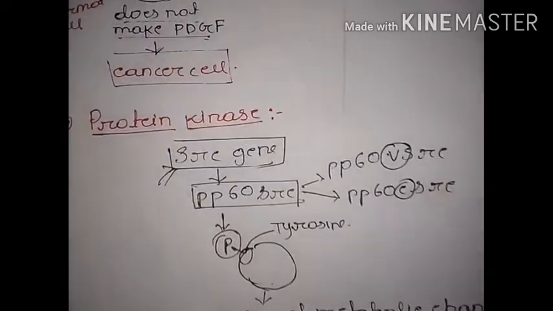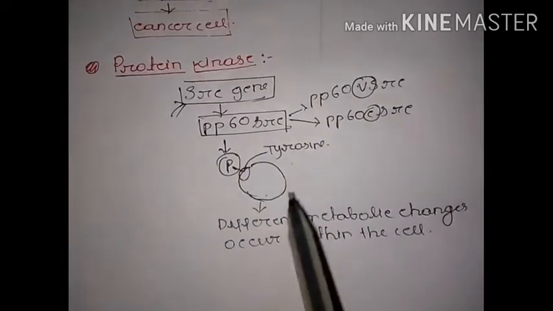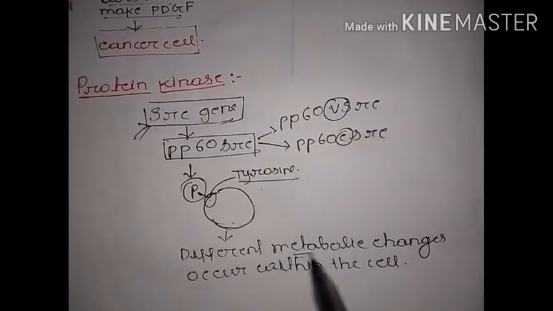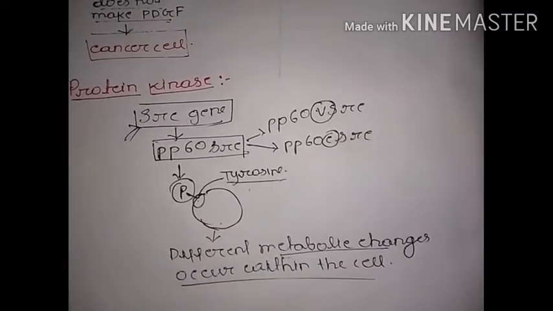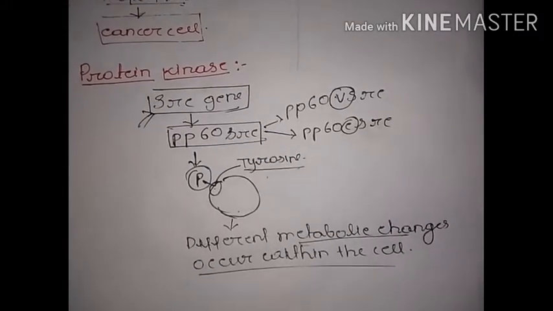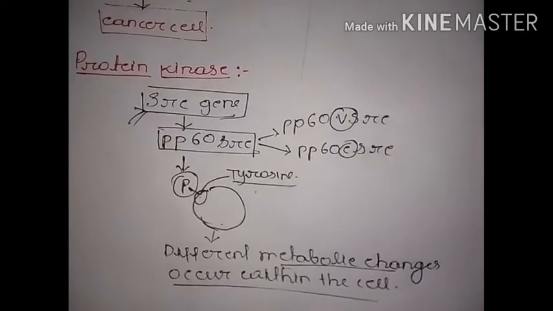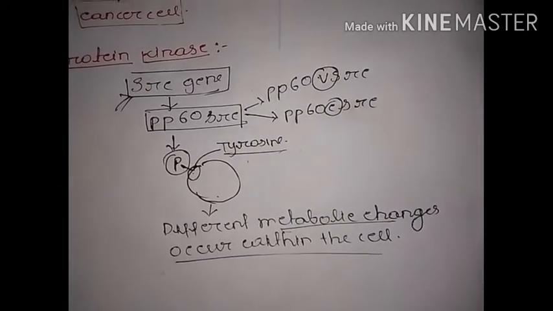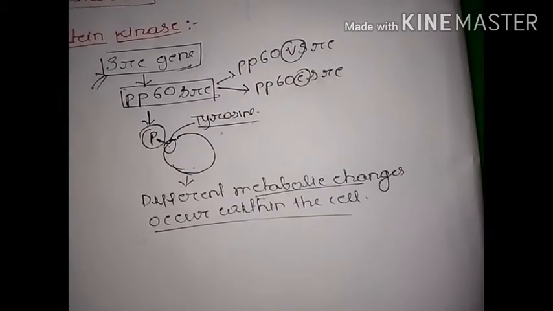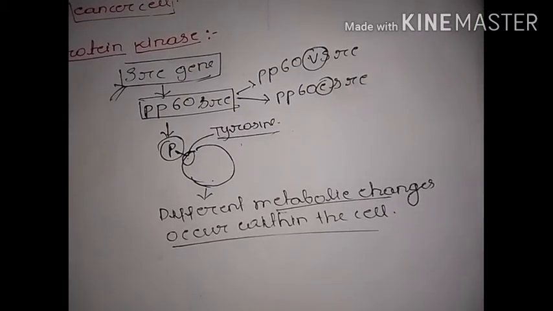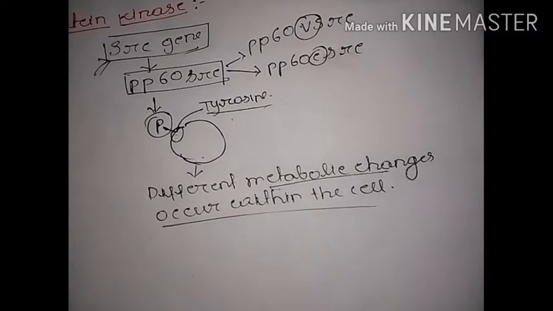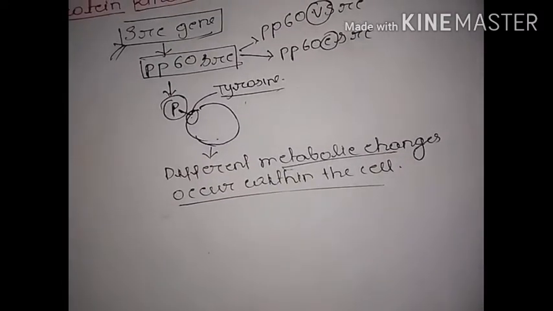So in case of normal, SRC encodes a protein that helps in the phosphorylation of a protein at a specific tyrosine residue, and metabolic changes occur within the cell. But if there is a mutation in the SRC gene, the expression of the SRC gene increases, and it constitutively phosphorylates different types of proteins. Due to phosphorylation of different types of proteins, it changes a normal cell into a cancer cell, and ultimately a cancer is formed.